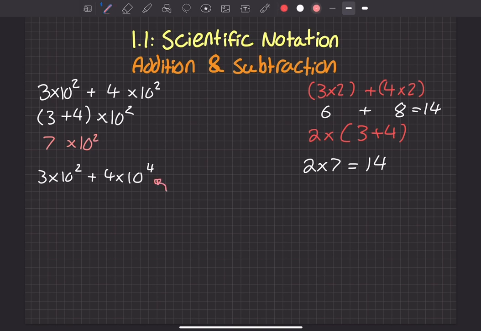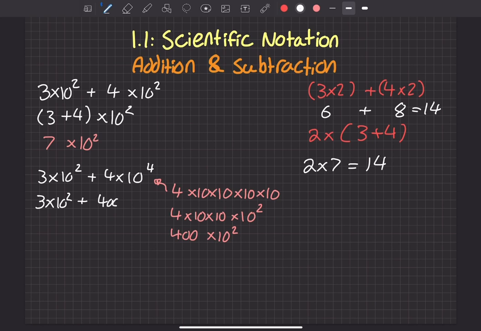So 4 times 10 to the power of 4 is basically 4 times 10 times 10 times 10 times 10, right? And 10 to the power of 2 would be these two 10s here. So this would be 4 times 10 times 10 times 10 to the power of 2. Does that make sense? So yeah, 4 10s, we want 10 to the power of 2, so we take 2 of them and keep them. And now these other 2, we just multiply them. So then it would be 4 times 10 would be 40, times 10 would be 400. So it would be 400 times 10 to the power of 2, right? And now we have this in 10 to the power of 2. It becomes 3 times 10 to the power of 2 plus 400 times 10 to the power of 2.